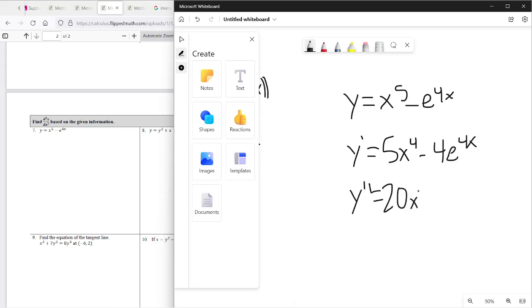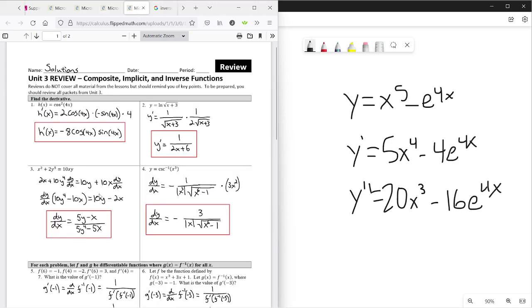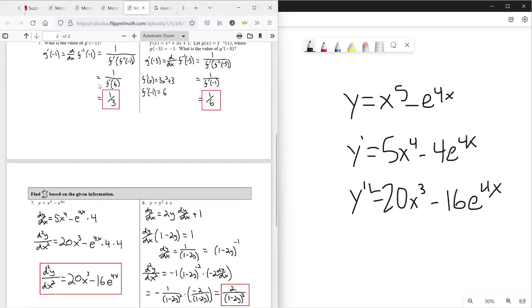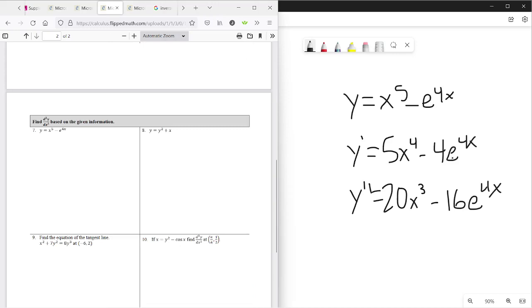I got you. Let's take a second derivative. Tom, you can give your opinion now. Does this look good? Looks good. Yeah, it's good. So here when we have e to the 4x, we just bring out.